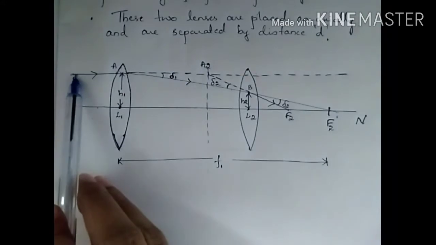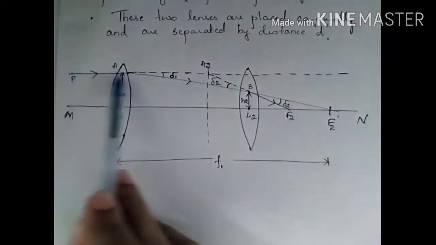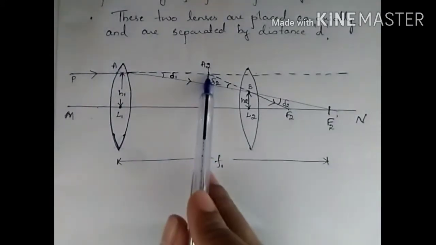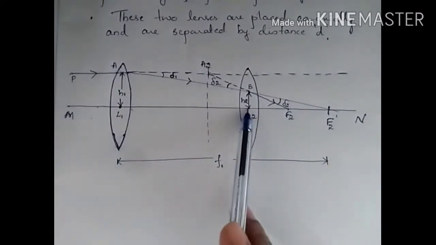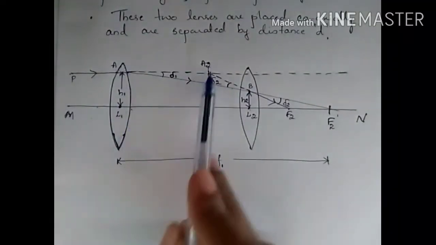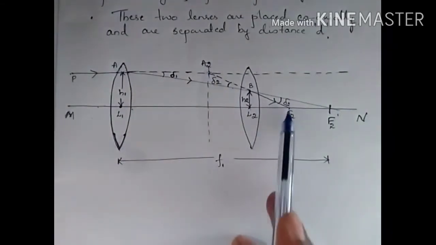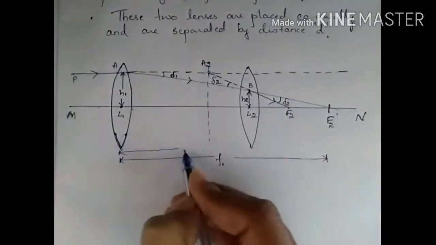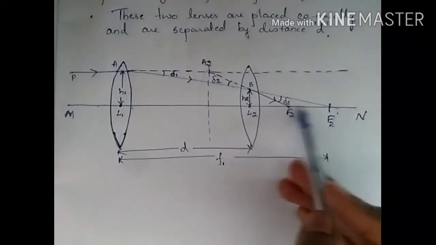if you observe, this ray PA is the incident ray. If this ray had fallen on a lens kept at A2, then the image would be formed at F2. So if you remove these two lenses and keep the equivalent lens at the point A2, then you will observe an image at F2. Since you have two lenses separated by distance D, you feel there are two images.